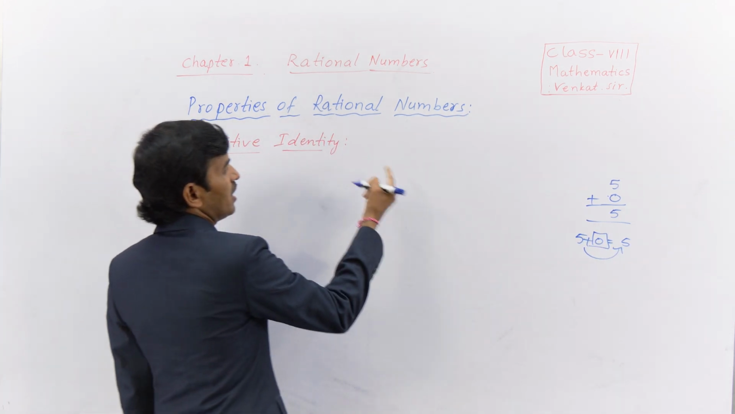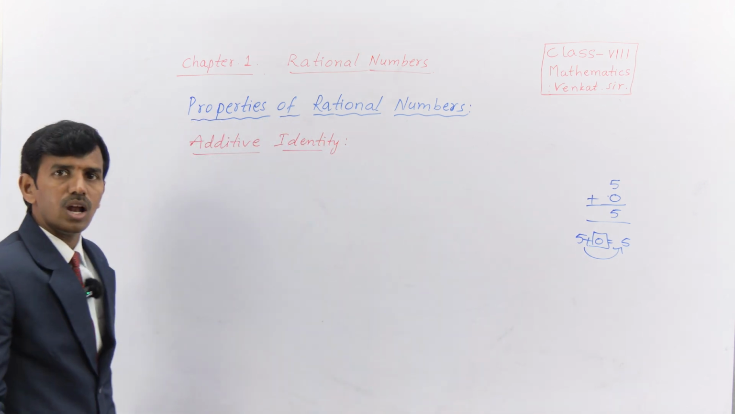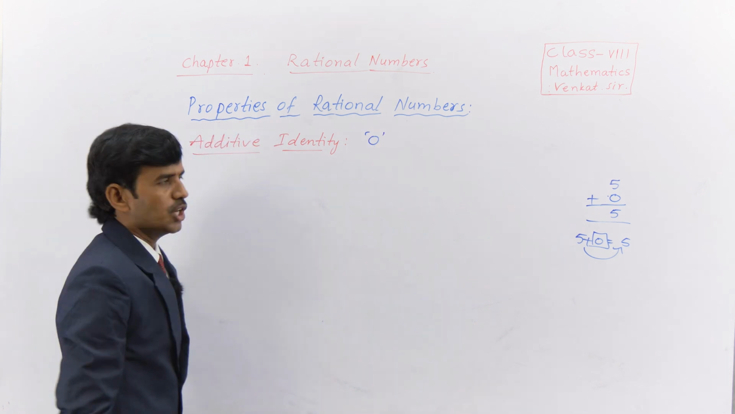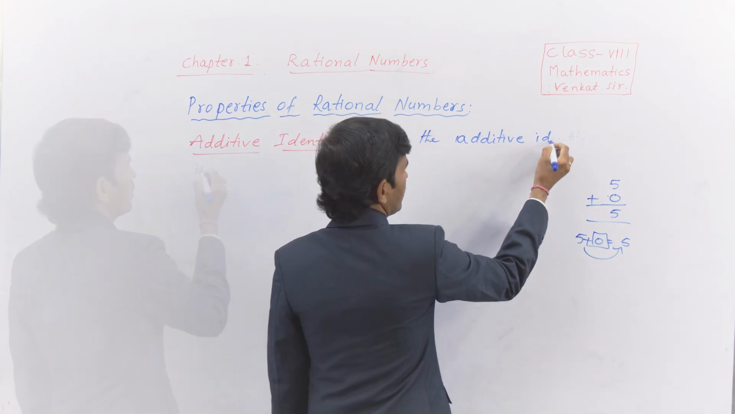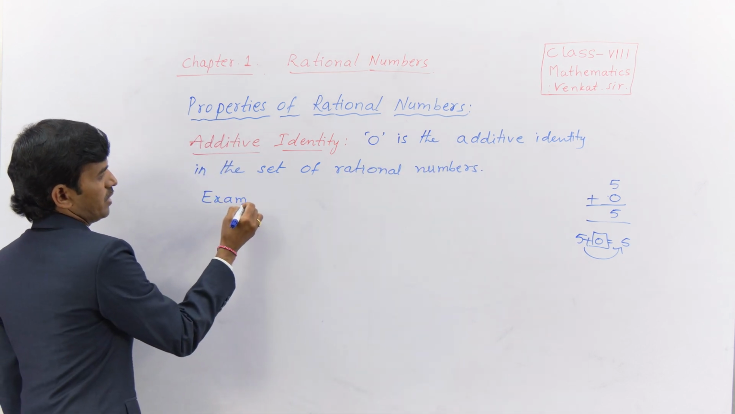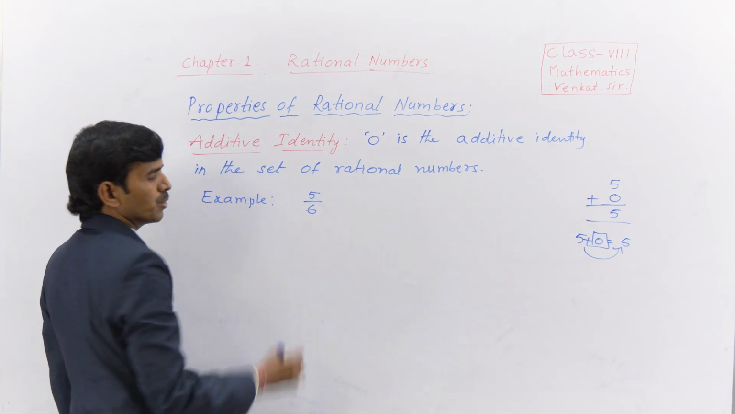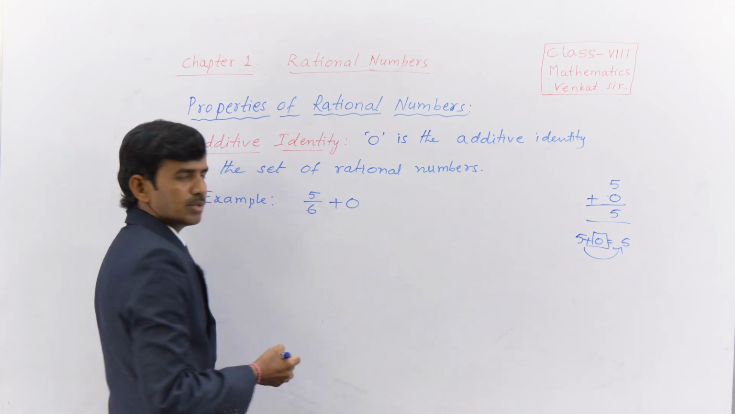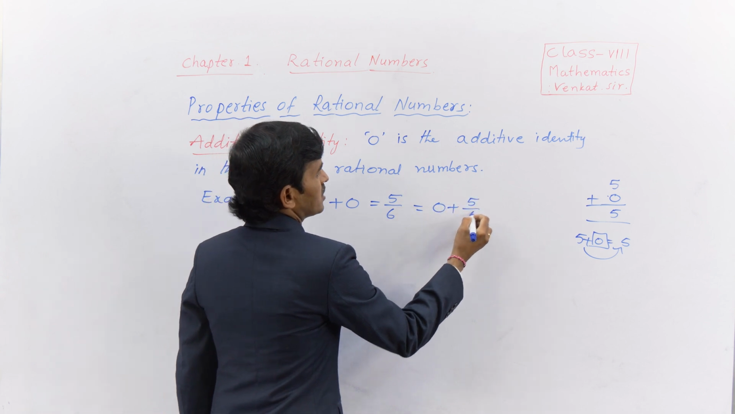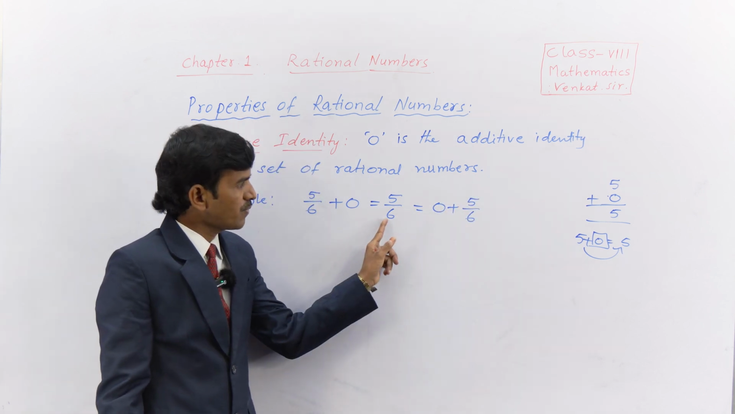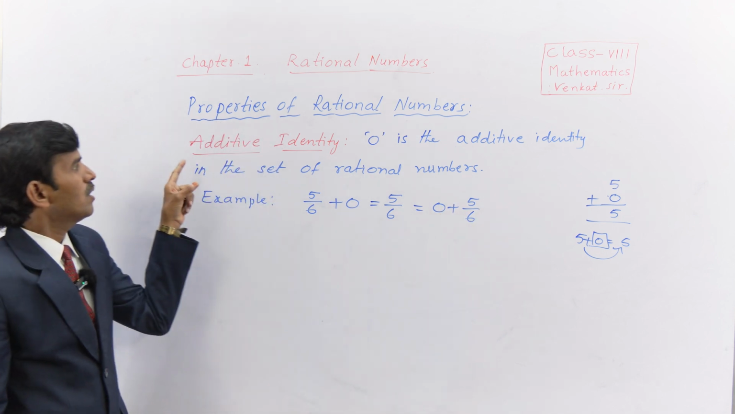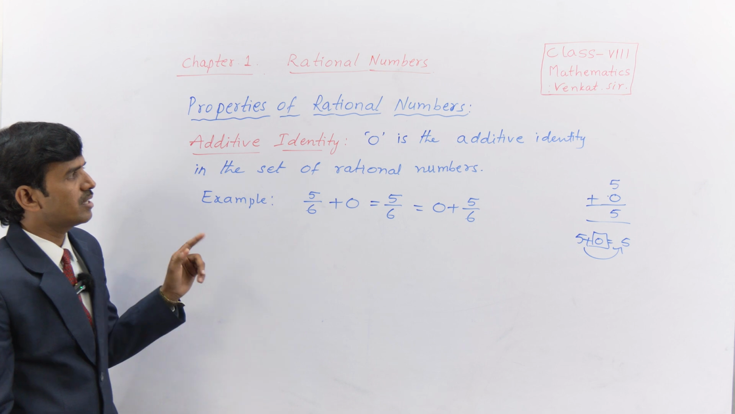Therefore, additive identity is 0. Does it exist in rational numbers or not? 0 is also part of rational numbers. Therefore, the additive identity is what? 0 is the additive identity in the set of rational numbers. Not only for 5. For example, if you consider any rational number in the form of p by q, that is 5 by 6, if you add 0 to this number, it gives us what? 5 by 6. Or otherwise we can also write 0 plus 5 by 6. To any number if you add 0, you get the number itself, or to 0 if you add any number, the number itself will be obtained. Therefore, 0 is said to be what? The additive identity in the set of rational numbers.